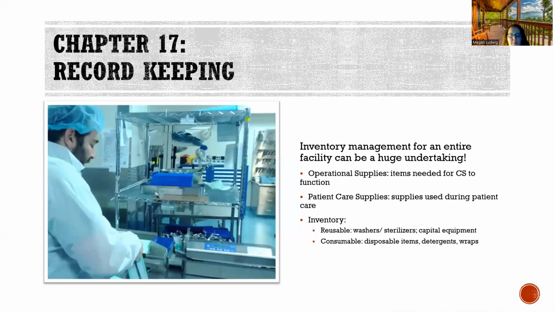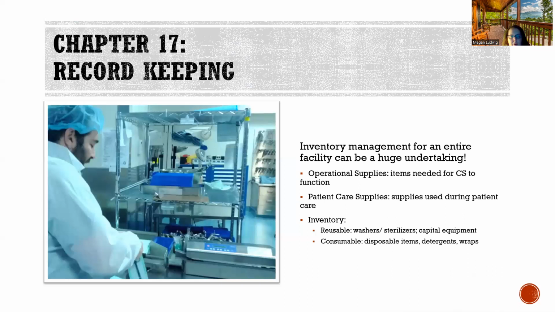So those are operational. Now, patient care supplies is a little more self-explanatory. Those are things that they are going to be reprocessing or holding inventory that are used on patient care. So all of your disposables, things that come up on your case card.